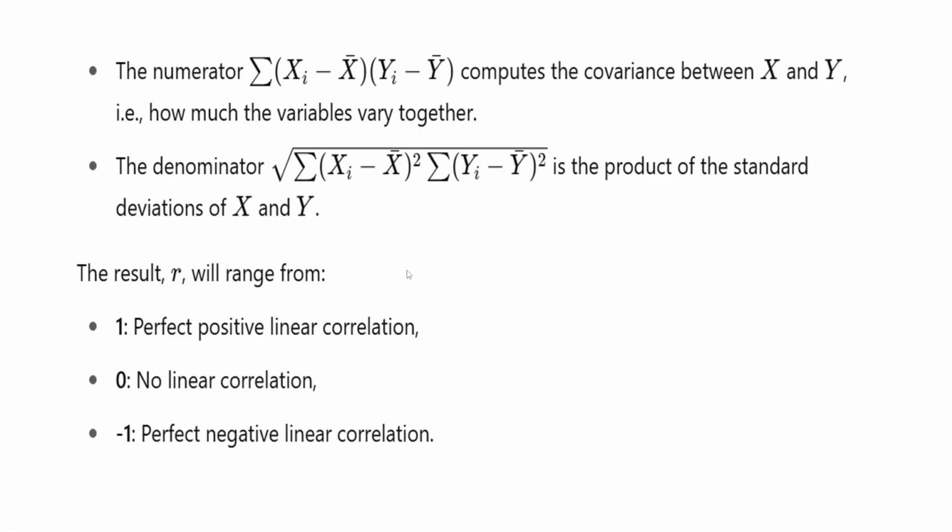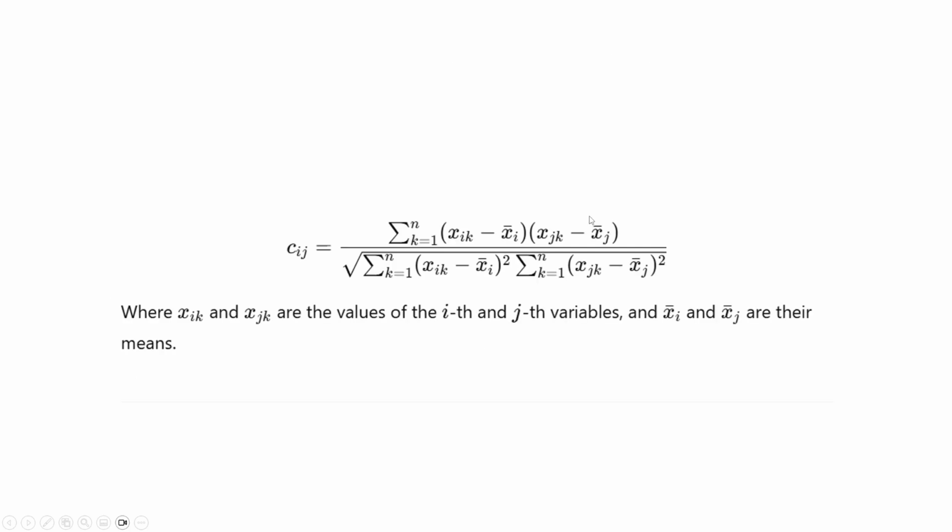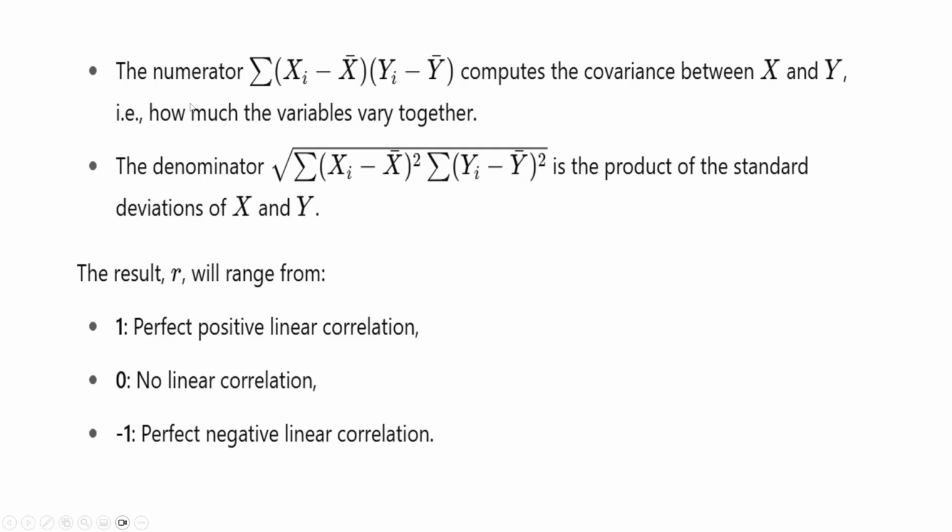So another thing, if you remember, we have these two terms. The denominator, this part, is the product of the standard deviations of x and y. So remember, if you have the standard deviation of x and y, you can just directly put it in the denominator. And the numerator computes the covariance between x and y.